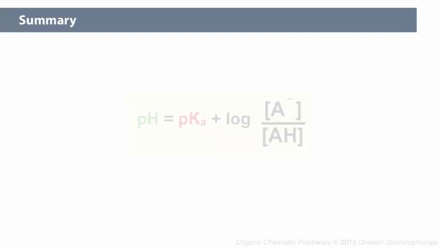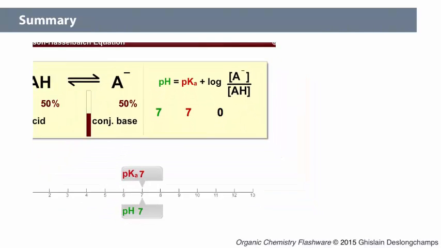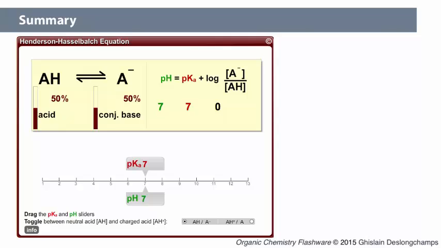In this video, you learn to interpret the Henderson-Hasselbalch equation to predict the speciation of molecules at different pH values. To do this, we analyze the relationship between pH and pKa using a simulation and some specific examples.